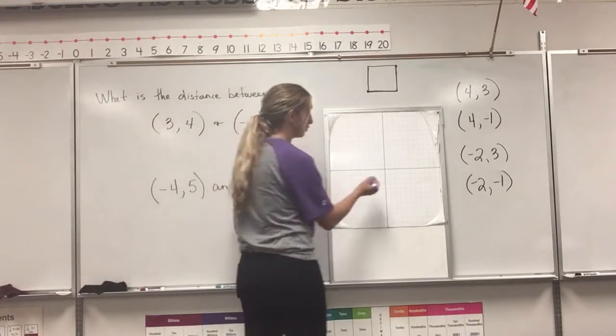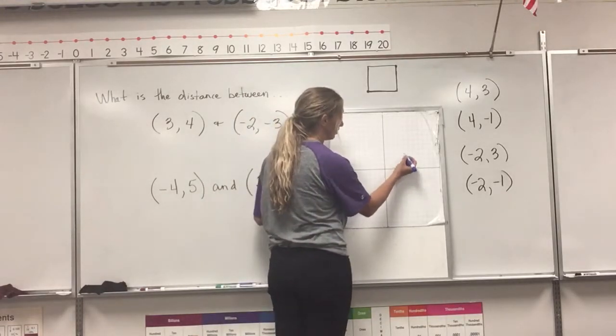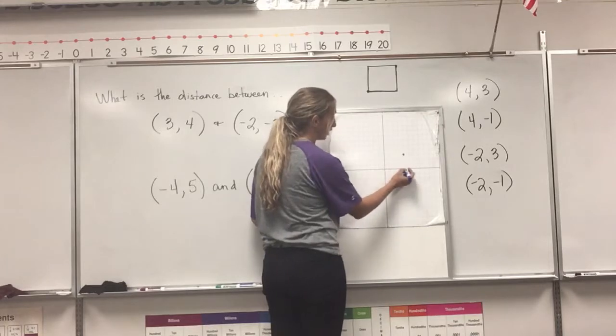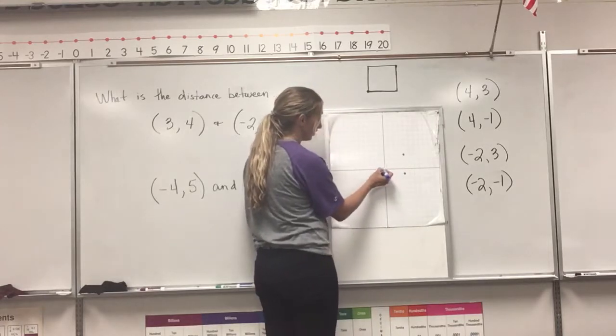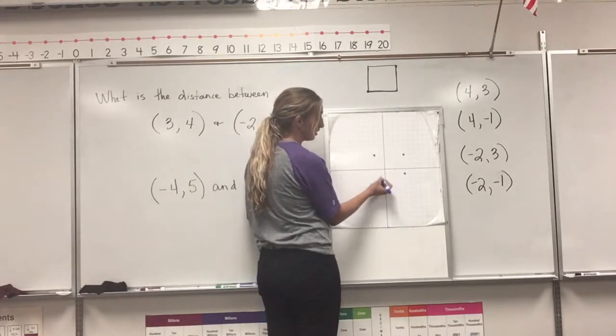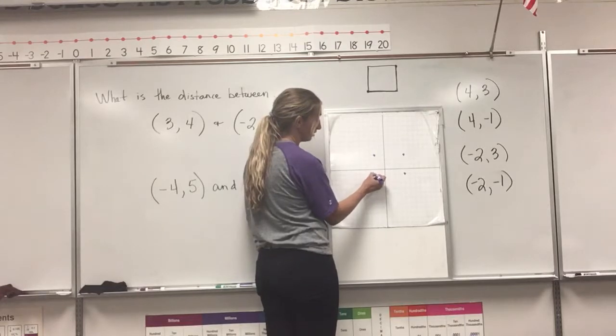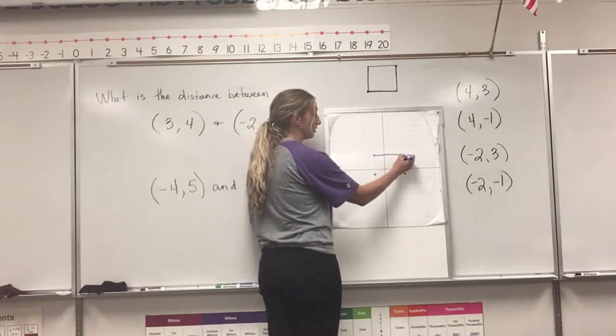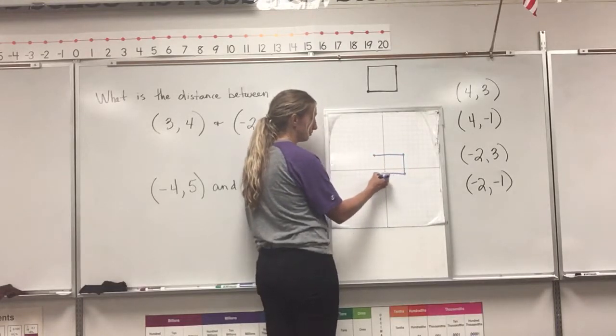So the first point is 4, 3. Second point is 4, -1. -2, 3. And -2, -1. So when I connect these points, this makes a rectangle.